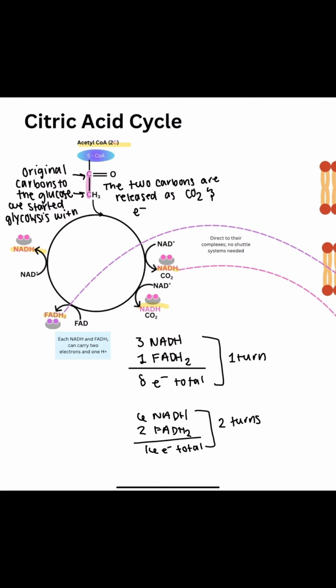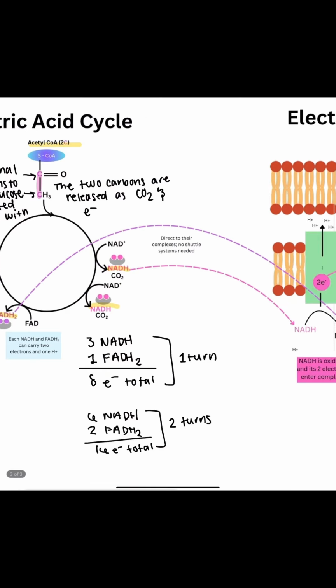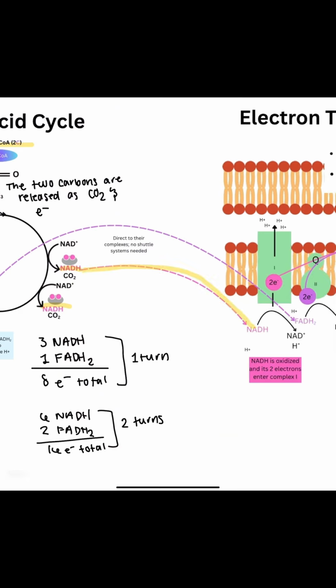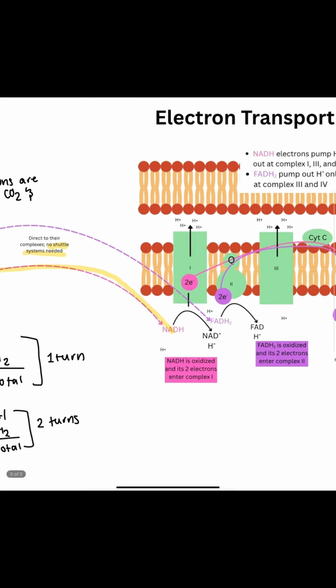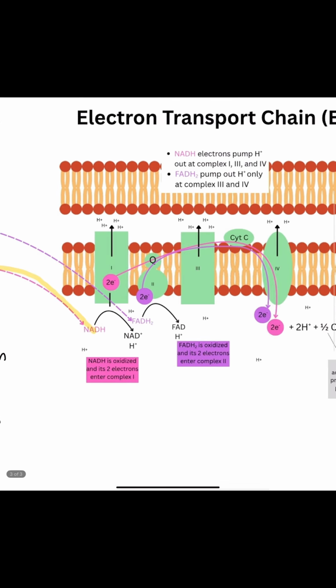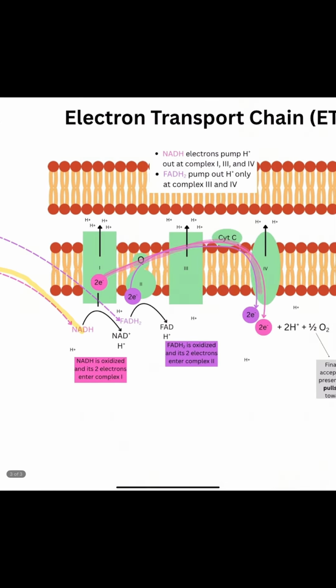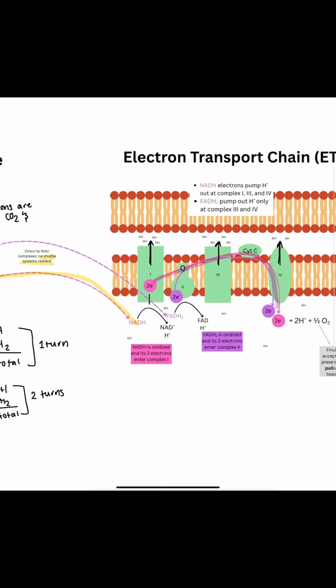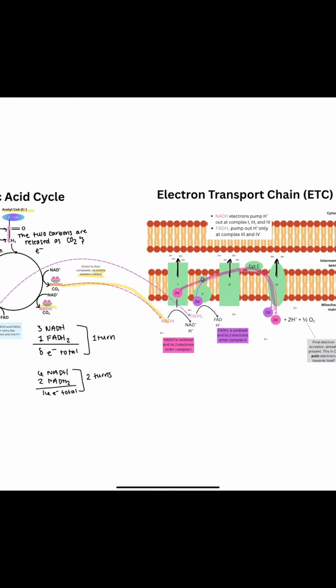When NADH reaches complex 1 in the electron transport chain, it goes directly there because it is already in the mitochondrial matrix. That NADH is going to get oxidized and release electrons. Those electrons are going to move through complex 1 where hydrogen ions are pumped from the matrix into the intermembrane space, which is going to start building that proton gradient that we need for ATP production.